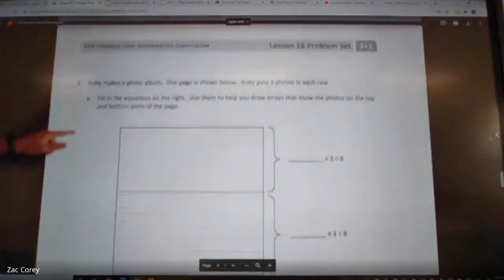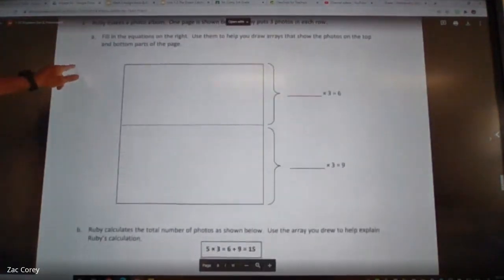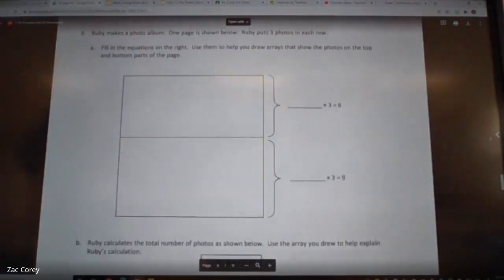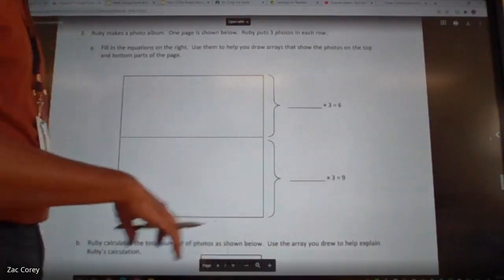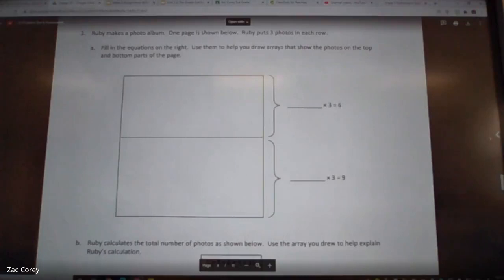I know this is a little more complicated than some of our other questions, so if you're confused, I'm going to do my best to help clarify this for you. Okay, so we're on number 3. It says Ruby makes a photo album. One page is shown below. Ruby puts 3 photos in each row. Fill in the equation on the right to use them to help draw the arrays that show the photos on top and bottom parts of the page.